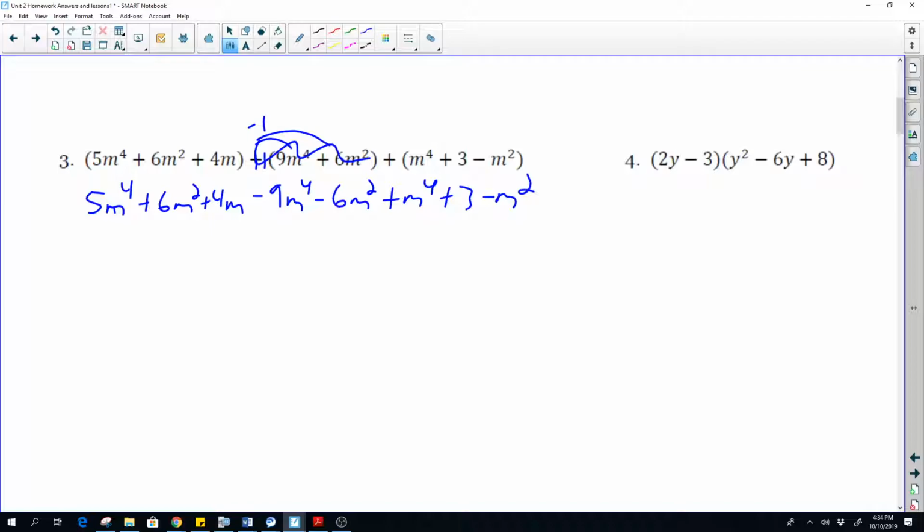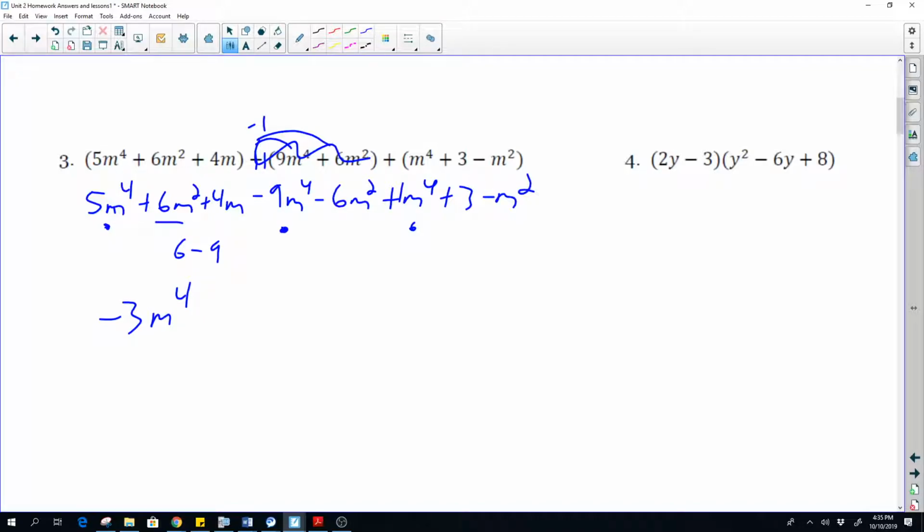Excellent. Wow, lots of terms to combine. Let's go and start with the 4th power, it's looking like. So we have a 5m to the 4th power and a -9 and a 1 and a 1. So 5 and 1 is 6, and 6 minus 9 is -3. So we have -3m to the 4th power. The m to the 4th power just comes along for the ride. We're not multiplying it, so it just comes along for the ride.